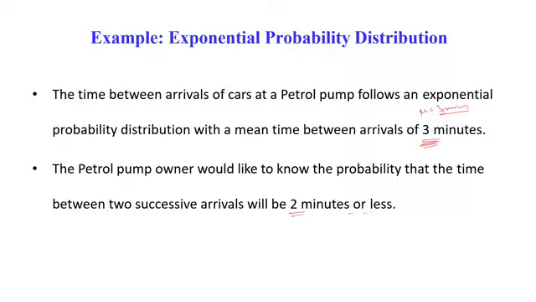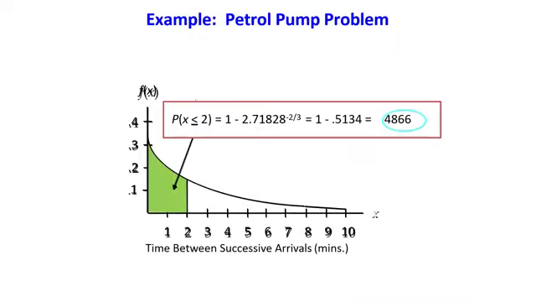You know that typically it takes 3 minutes between two cars at a petrol pump. But he is interested in knowing the chance that he may get two cars in 2 minutes or less. If it is a significantly higher probability, then I will go and manage my pump accordingly, put in more resources or more tanks. Or if it is less, then I'll go ahead the way it is. So here I'm interested in the probability of x less than or equal to 2.